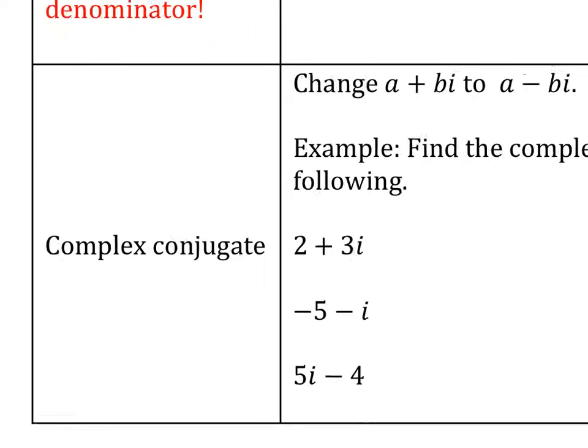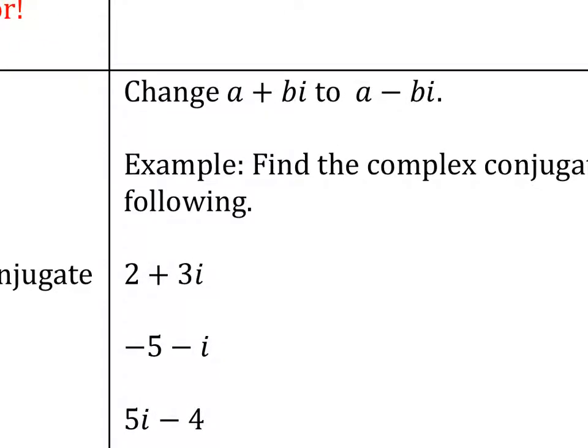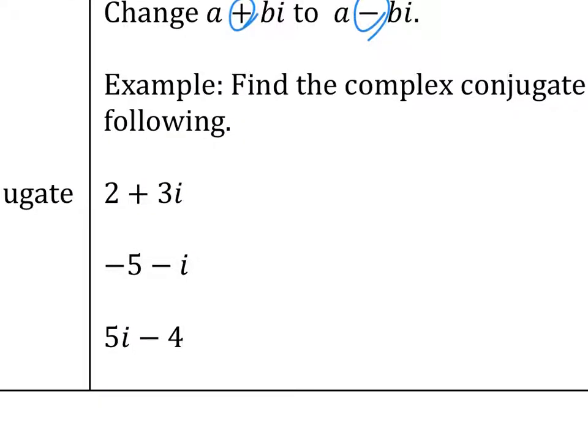Complex conjugate. We had to multiply by the complex conjugate. What is a complex conjugate? We change a plus bi to a minus bi, so the sign right between a and bi changes. Okay, so let's have you guys find the complex conjugate of those complex numbers.